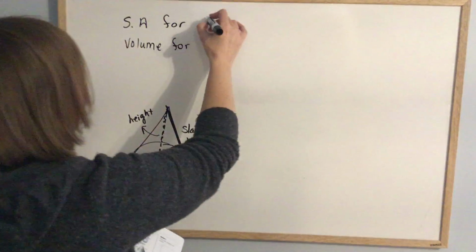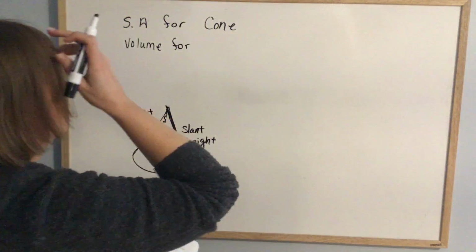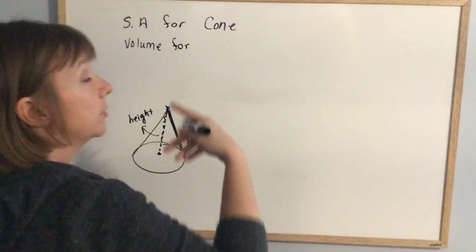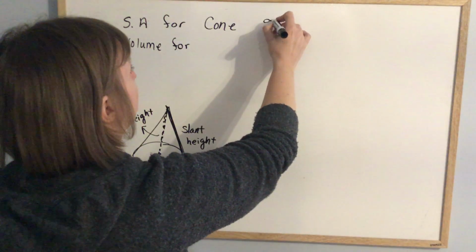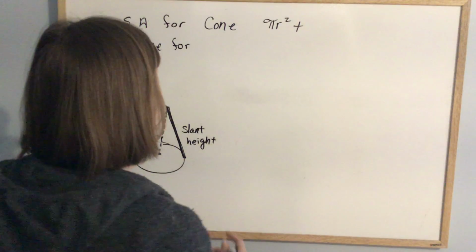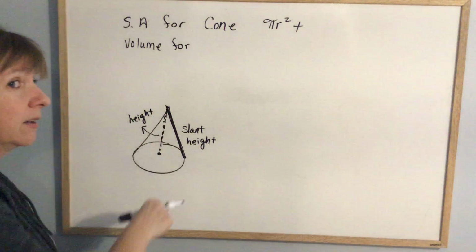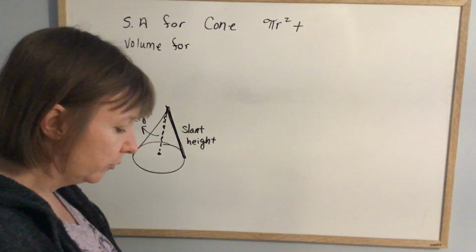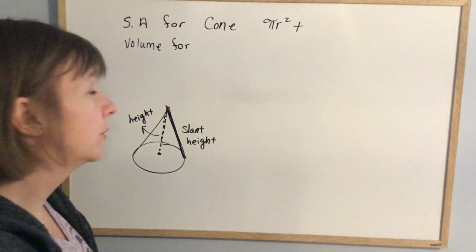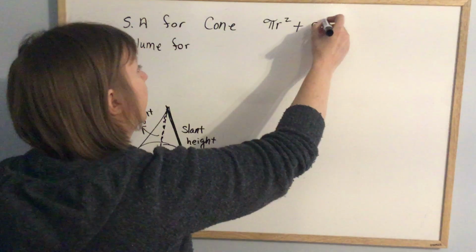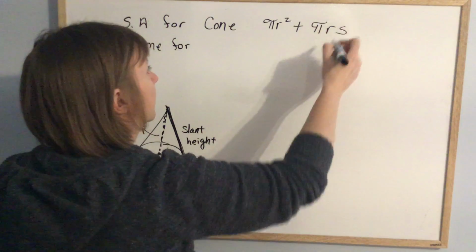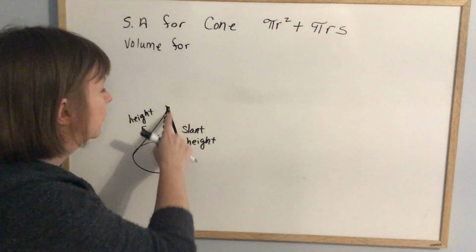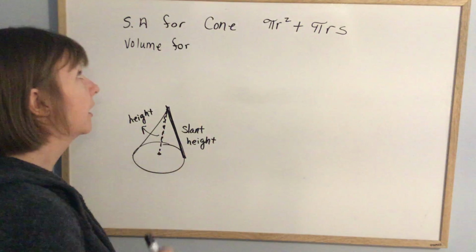so we're going to talk about a cone, surface area of a cone. Okay, so one of the shapes in here is a circle, but there's only one circle in a cone, so it's going to be pi r squared plus, now this is not a rectangle because it comes to a point at the top. So there's not really a way to remember this. It's just pi times r times your slant height. So pi times your radius times s, which stands for the slanted side.